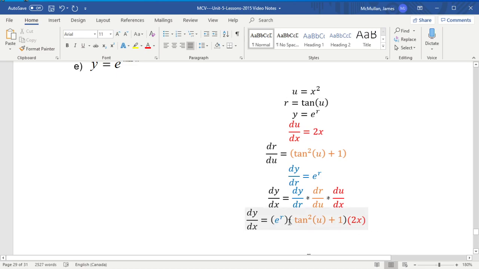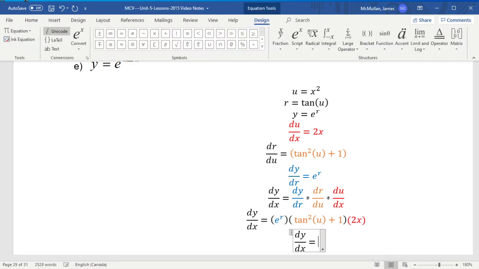Now, of course, I can't leave my derivative with a u and an r when I want it in terms of x. So I write dy/dx equals e to the r. What do I replace r with? r was replaced with tan u. Then I go tan squared. I don't want u. What is u equal to? u is equal to x squared. And then I have the plus 1. And then I have the 2x.